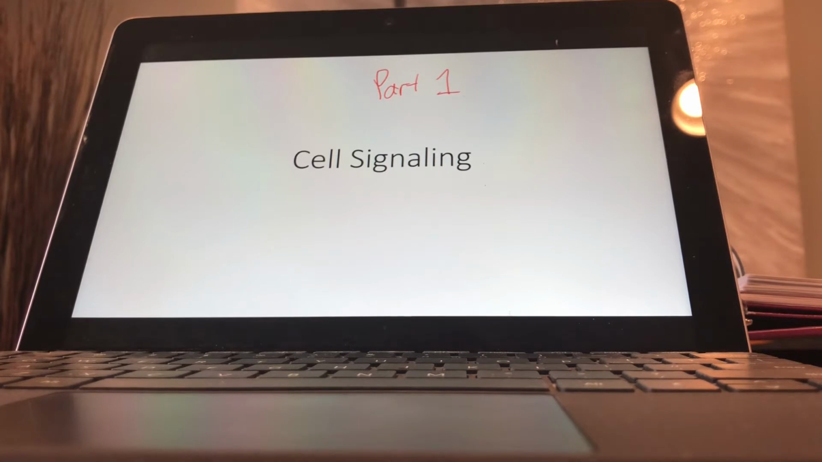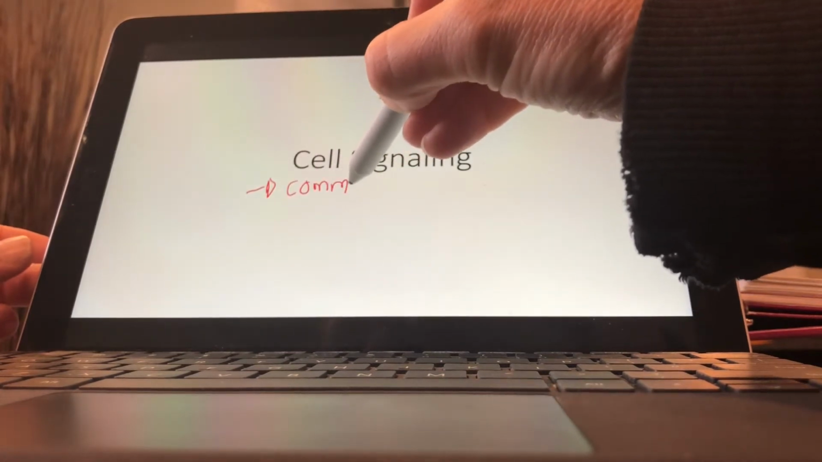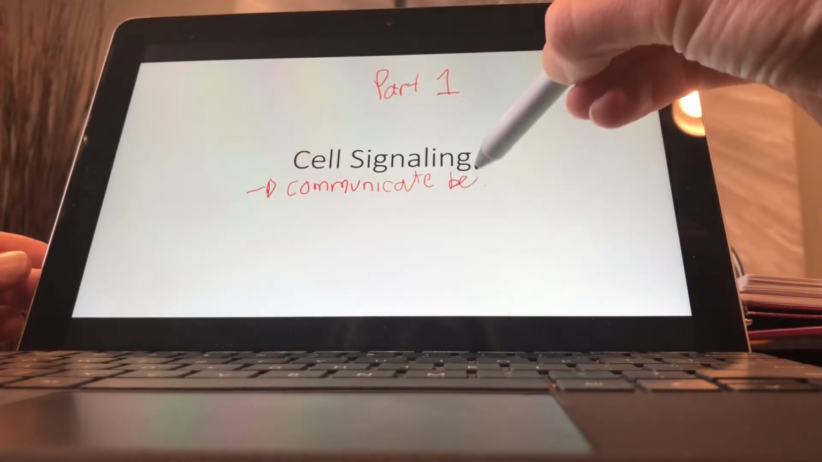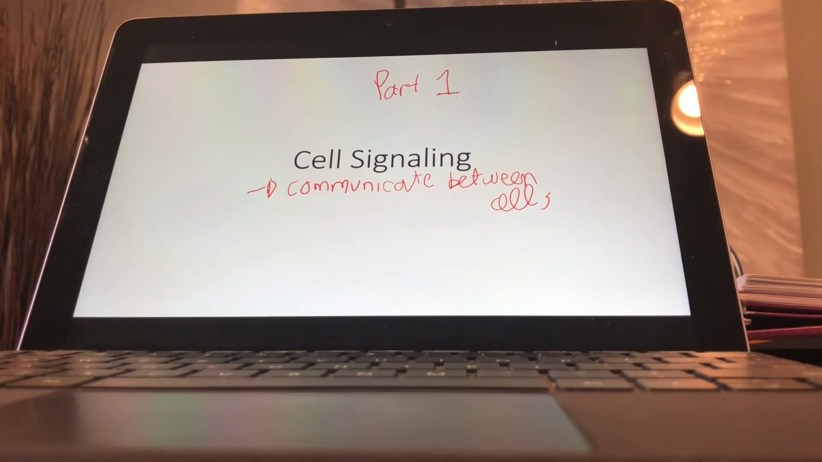So first of all, what's the point of cell signaling? Well, they need to be able to communicate between cells. And this is done in different ways. And a lot of it is focused on distance. So how far are cells away from each other? So for example, I am going to show you some different types of cell signaling, and it depends on how far the cells are away from each other.